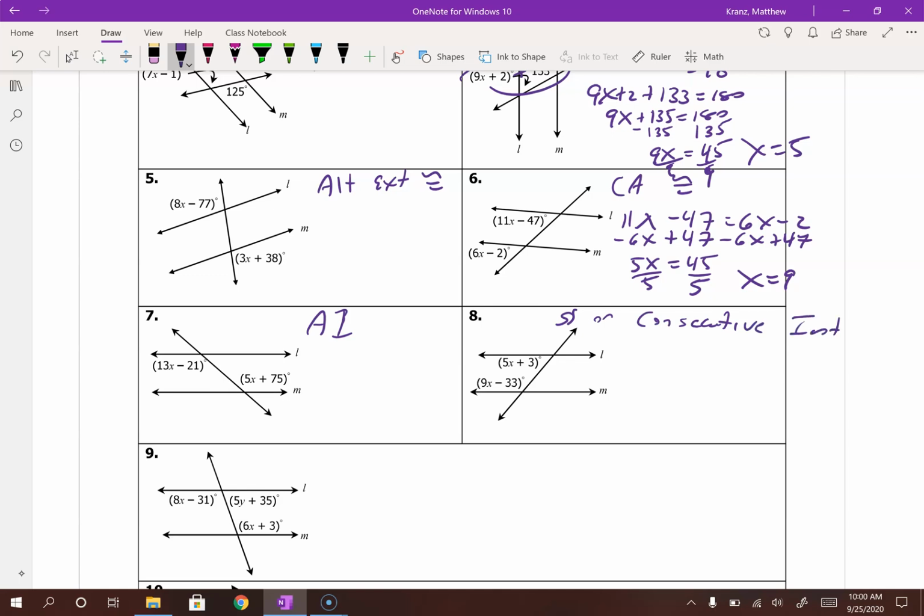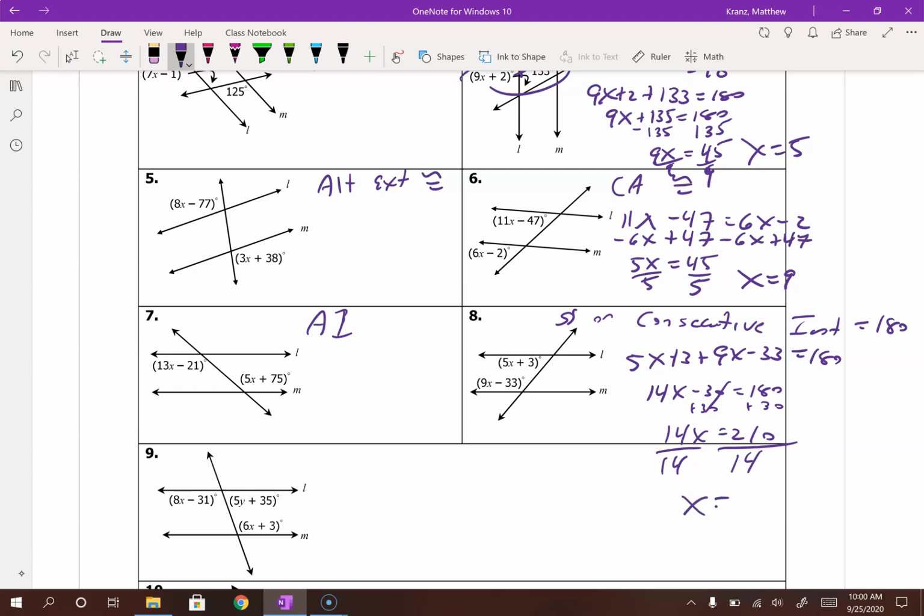Number 8, these are the same side or consecutive interior. So they equal 180. So that means 5x plus 3 plus 9x minus 33 equals 180. So that gives me 14x minus 30 equals 180 when I combine my like terms. If I add 30, that gives me 14x equals 210. When I divide by 14, I believe that's going to be 15. So x equals 15.